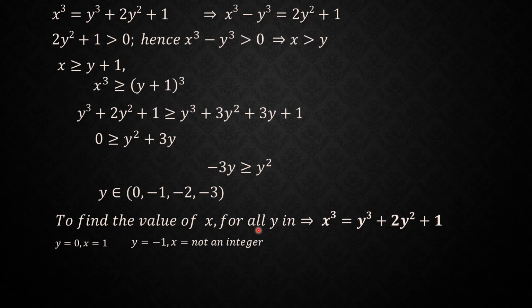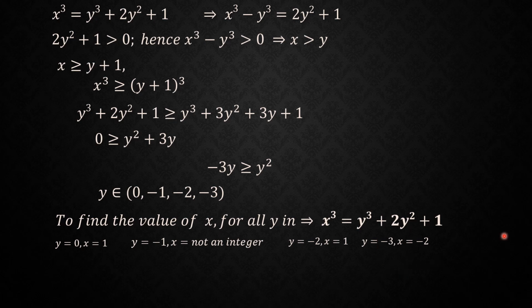For the third value, minus 2, we put y as minus 2, we get minus 8 plus 8, which is 0, plus 1 is 1. So x cubed is 1. So we can write this as, for y equal to minus 2, x is 1. If we put minus 3, we get minus 27 plus 9 multiplied by 2, 18, which is minus 9, plus 1 is minus 8. So for y equal to minus 3, we get x as minus 2.